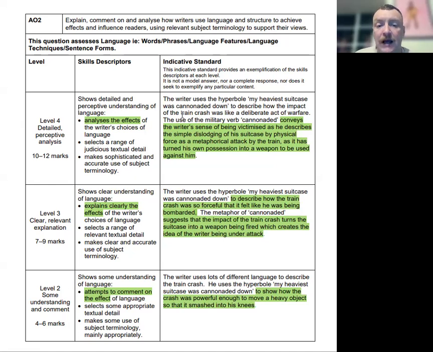Okay. An example. The writer uses hyperbole. "My heaviest suitcase was cannonaded down" to describe how the impact of the train crash was like a deliberate act of warfare. So that's very perceptive.